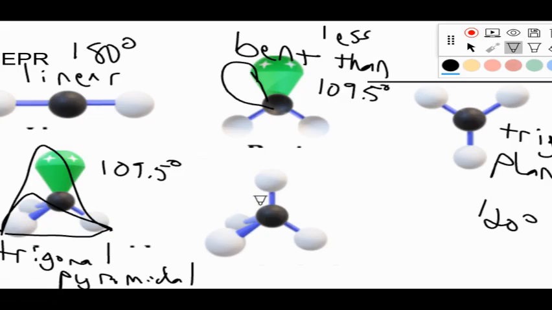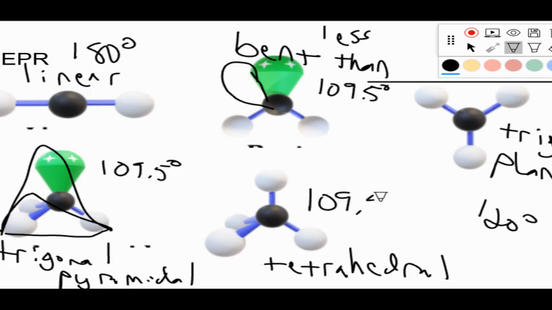And then this last one, we have 1, 2, 3, 4 shared pairs off of that central atom. There are no unshared regions. The prefix for 4 in chemistry is tetra. So this is tetrahedral. And in a tetrahedral, the bonds are also 109.5.